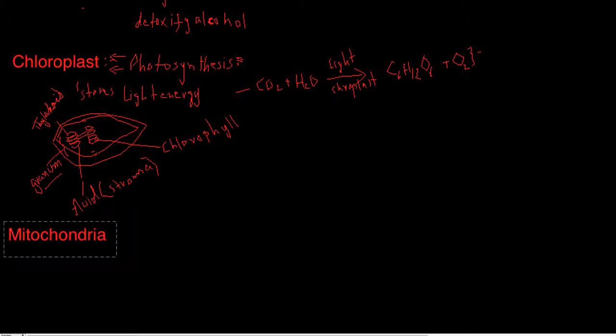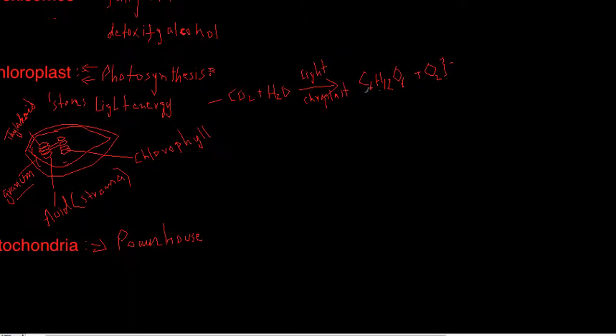So, mitochondria. Now, the mitochondria is also known as the powerhouse of the cell. Powerhouse of the cell. And why is it called the powerhouse of the cell? Because, as I mentioned, in plant cells they make glucose with the process of photosynthesis, right? But mitochondria is also found in plant cells as well as in animal cells.